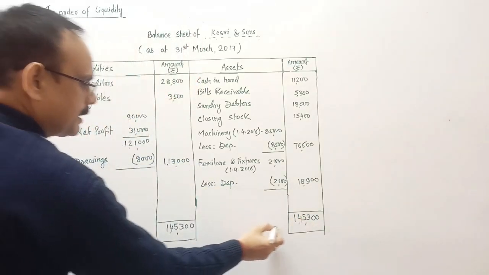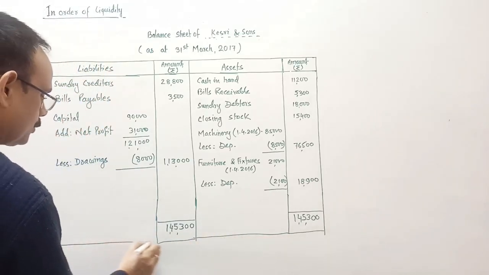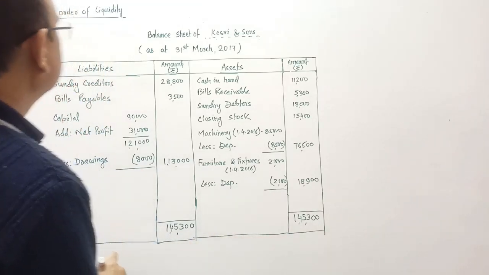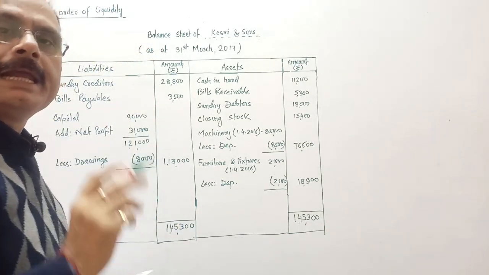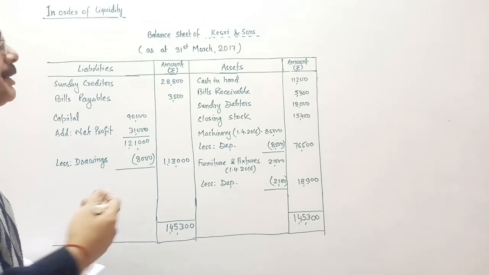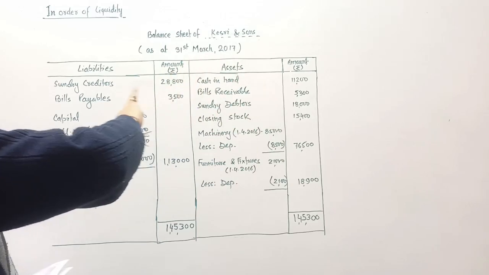1,45,300. This is the total. This is what? This is the total of the balance sheet. Okay. So this balance sheet is prepared in order of what? In order of liquidity. If it is prepared in order of permanence, then this will be just reverse.